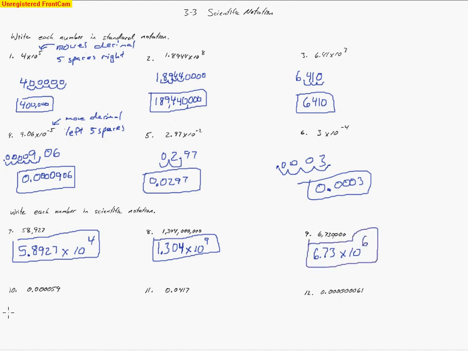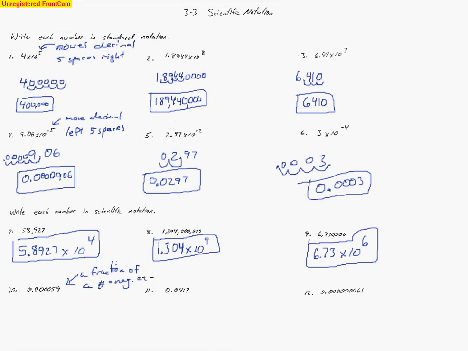And on these problems, they're smaller numbers. So whenever we've got fractions of a number, so a fraction of 1, a fraction of a number, I'll say. And so if I've got a fraction of a number, that means we have negative exponents.